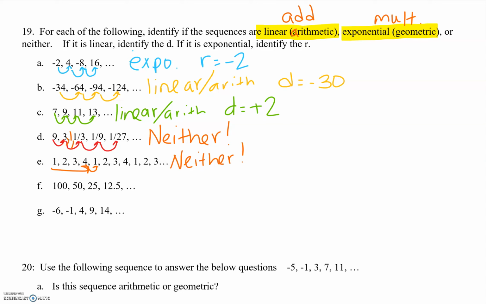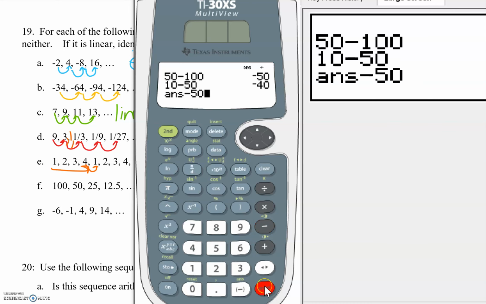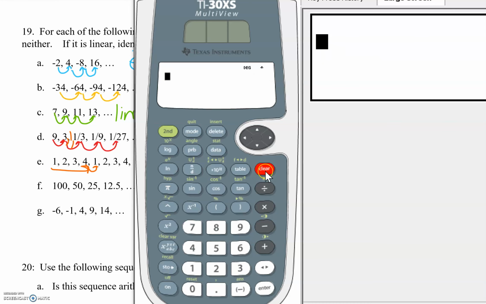So we have 100, 50, 25, 12.5. So if we think that this is adding, great, let's go try it. What is 50 subtract 100? So the second term subtract the first term is a -50. 100 subtract 50 is 50. 50 subtract 50 is not 25. So no, that is not true.